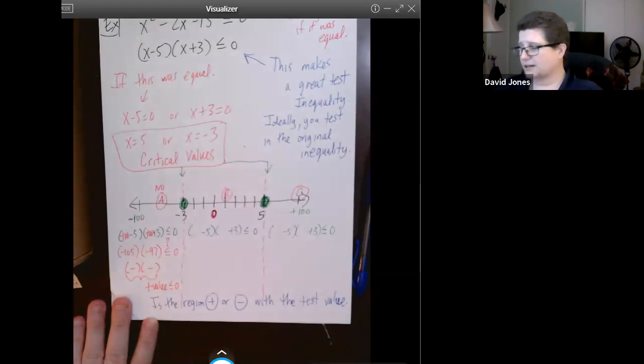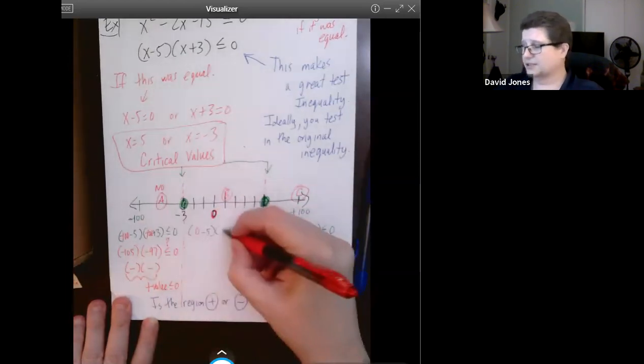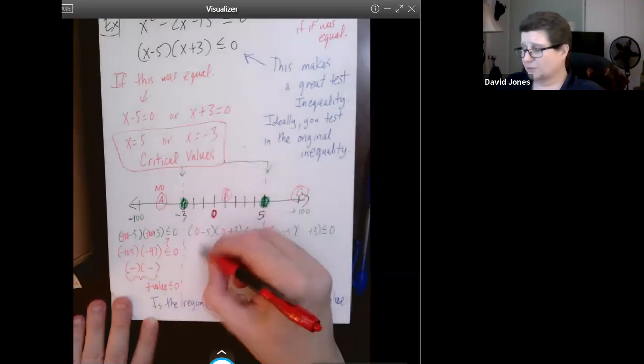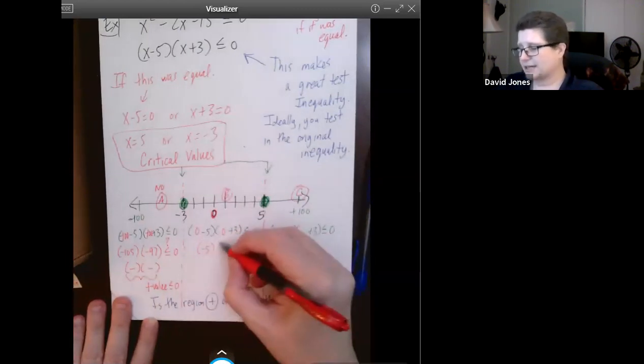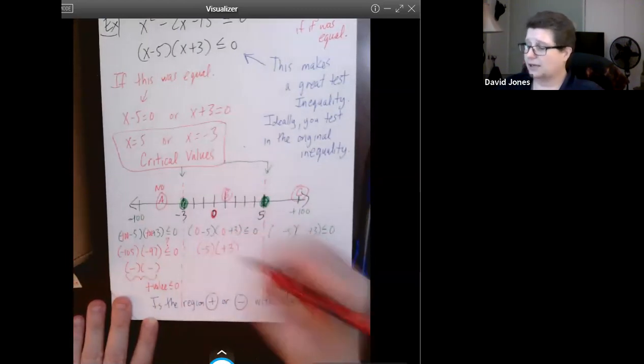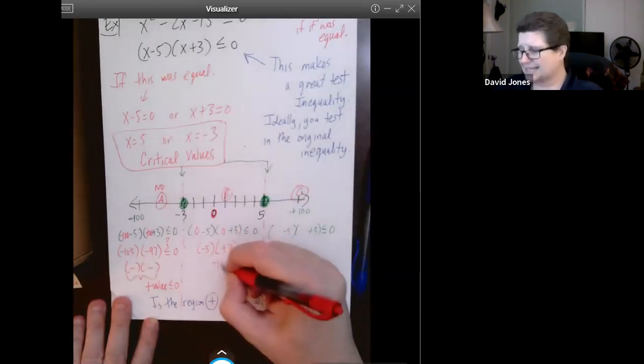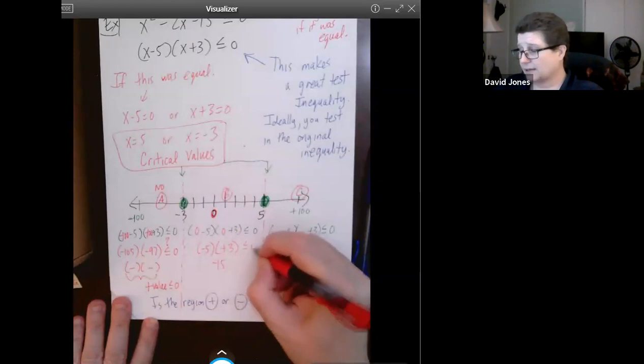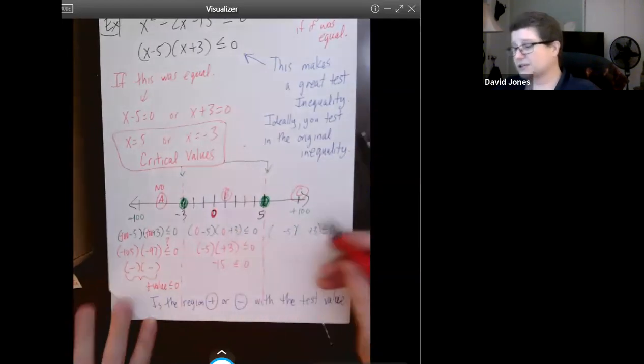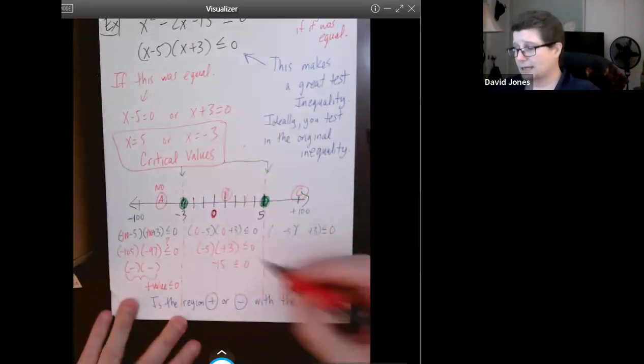Now I'll check the 0. Put in 0 and 0. 0 minus 5, plugging in 0 is nice because then you just use whatever's in there. I've got negative 5 times 3. I can do that. That's easy math. Is negative 15 less than or equal to 0? Yes.